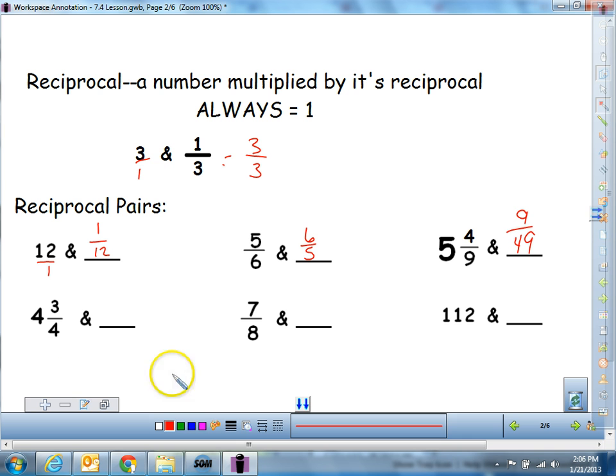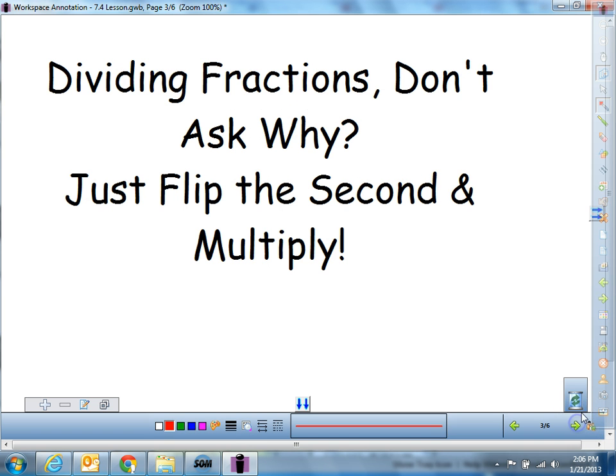Very good. I want you to go ahead and do this bottom row on your own, and we can check that tomorrow, but I want you to find the reciprocal. Remember, a number and its reciprocal always equals 1 when they're multiplied together. So let's keep moving on.